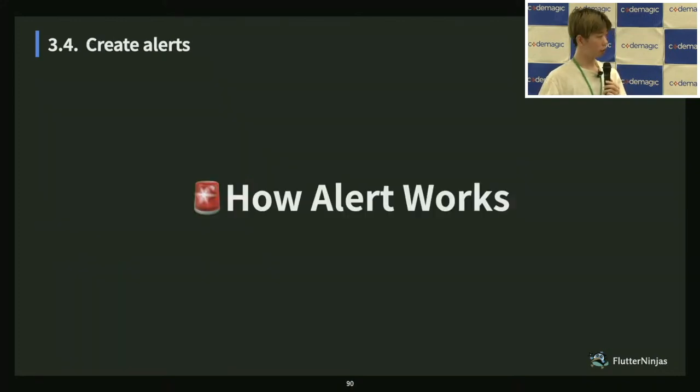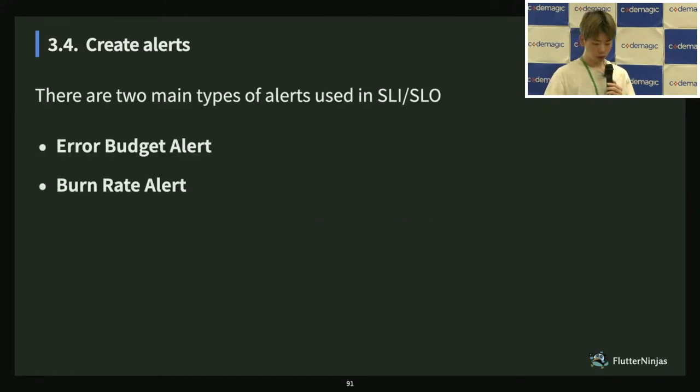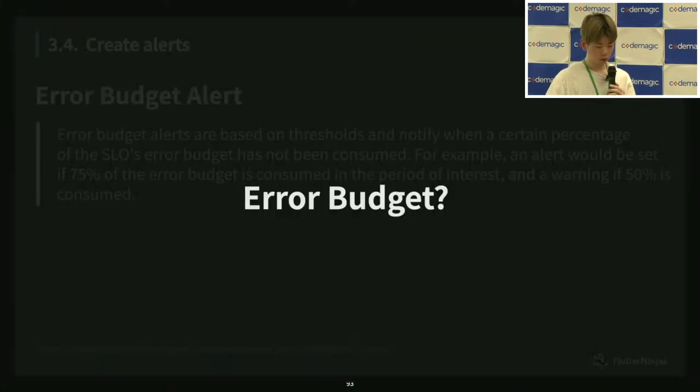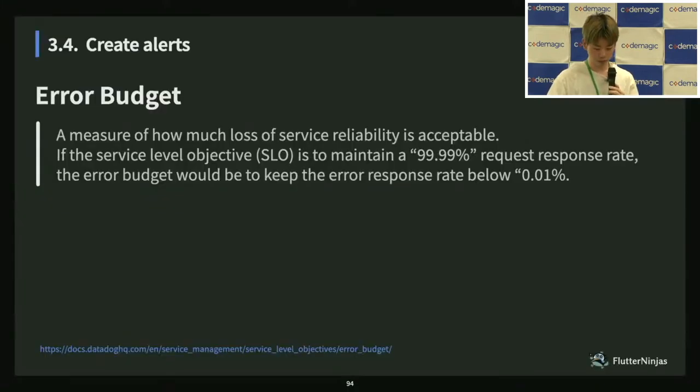So let's go to the next chapter, creating alerts. There are two main types of alert used in SLI SLO: error budget alert and burn rate alert. Error budget alerts are based on a threshold and notify when a certain percentage of an SLO's error budget has been consumed. What is an error budget? Error budget is a measure of how much loss of service reliability is acceptable.